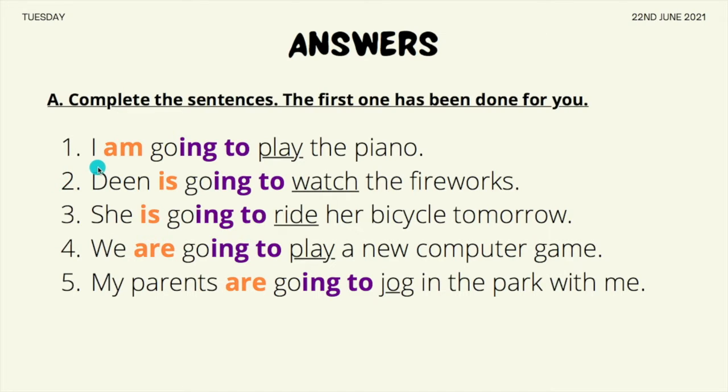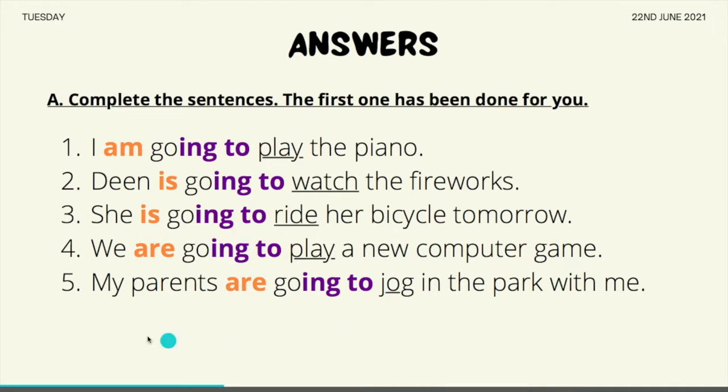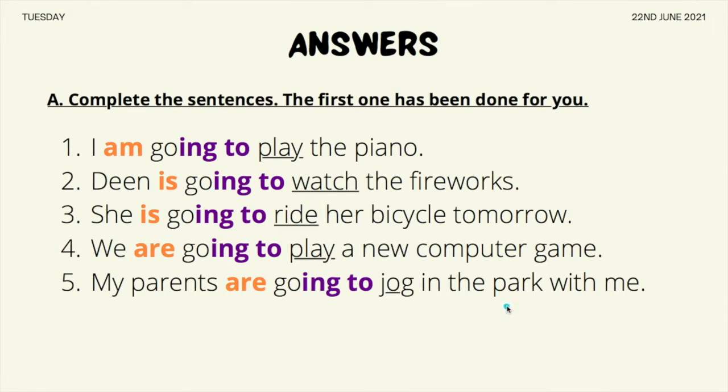Number 1. I am going to play the piano. Number 2. Dean is going to watch the fireworks. Number 3. She is going to ride her bicycle tomorrow. Number 4. We are going to play a new computer game. Next, the last one. My parents are going to jog in the park with me.